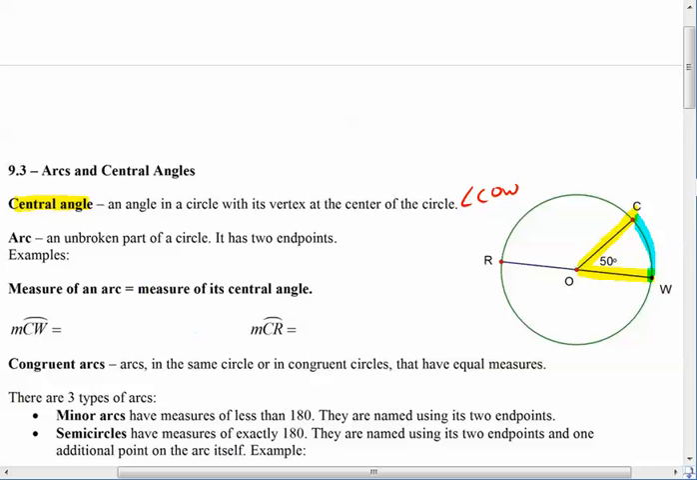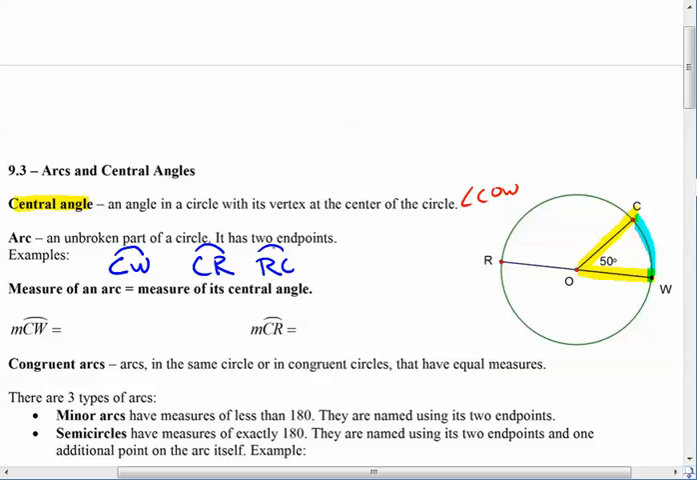So the arc that I have highlighted in blue is arc CW. I'm going to name it with this symbol over the two endpoints, a curved symbol that resembles an arc. Now that's not the only arc I see. I also see arc CR, perhaps. And just like a segment, it's not going to matter what order you name the endpoints in. I could call it arc CR or arc RC, wouldn't really matter.